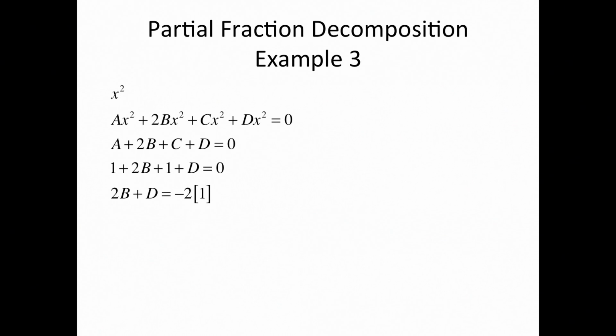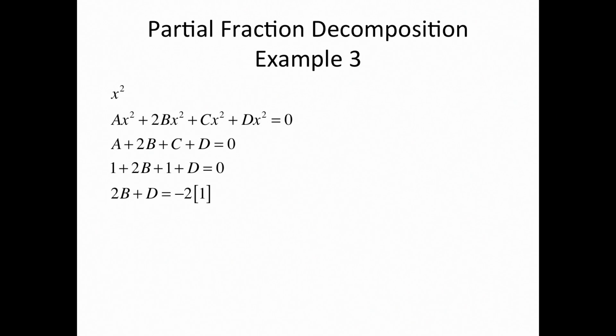Now we're going to keep going, and much like we did in example 2, evaluate the x squared terms. I've expanded it out and just listed the x squared terms here for you. So you can see the x squareds are a, 2b plus c plus d equals 0, since the right-hand side, or the numerator of our original fraction, doesn't have an x squared. Now again, we know a and c to be 1, so we can plug them in and find that 2b plus d equals negative 2. In the square brackets I've put a 1, and we'll list that as equation 1.